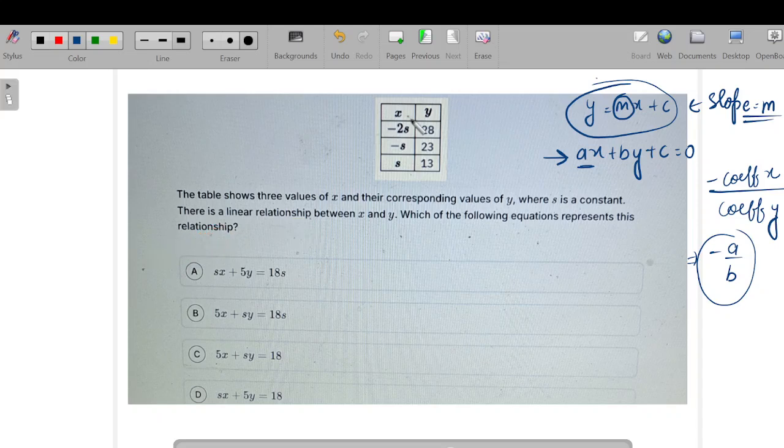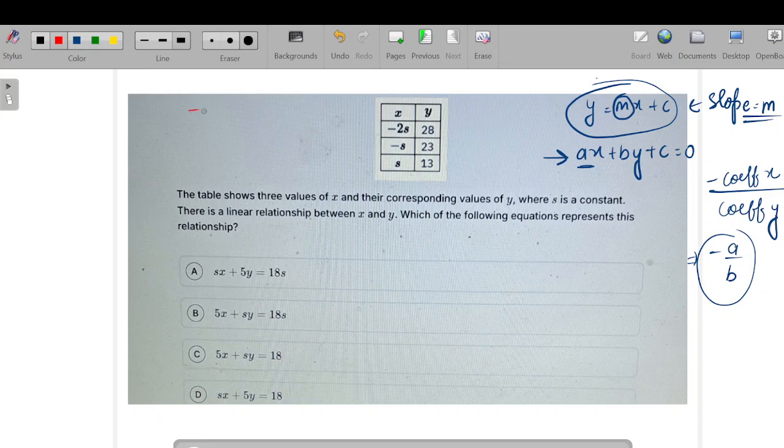So basically, 2 points are given, x and y. Can I find out the slope from here? Yes. Can I find out the slope of each and every equation given? Yes, I can match. Whichever slope gets equal to the slope we get from here, that will be our option. That will be our answer. So let's do it. Better to do it.